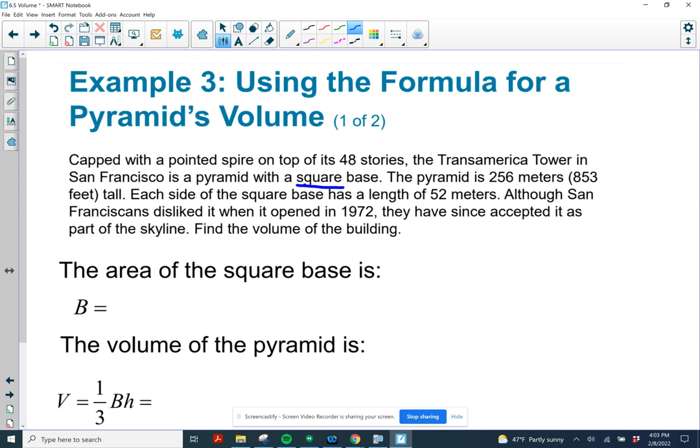So the height of our pyramid is 256 meters, which they tell us is 853 feet tall. Each side of the square base has a length of 52 meters. So my length and my width are the same. In other words, it's a square base. We could just do it this way. San Franciscans didn't like it, but now they accept it.